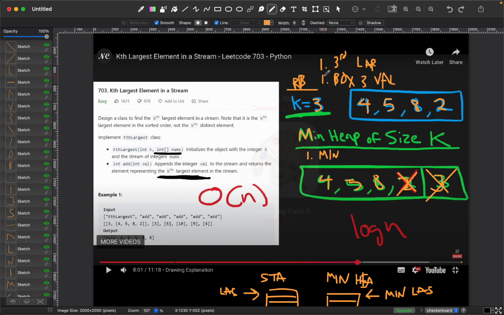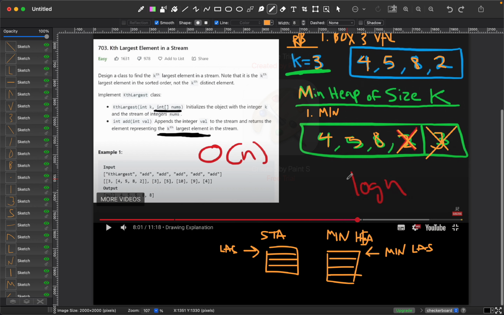And we always make sure that we have only 3 values. By doing that, we are trying to favor letting our third largest guy always be on top. We want that guy on top so that we can bring it out and send it back to the system, because the system is so interested in getting that value.